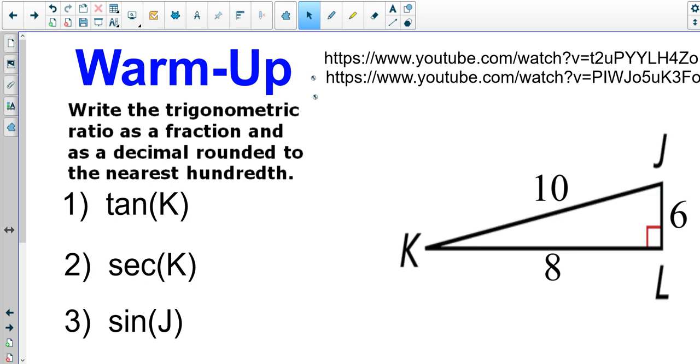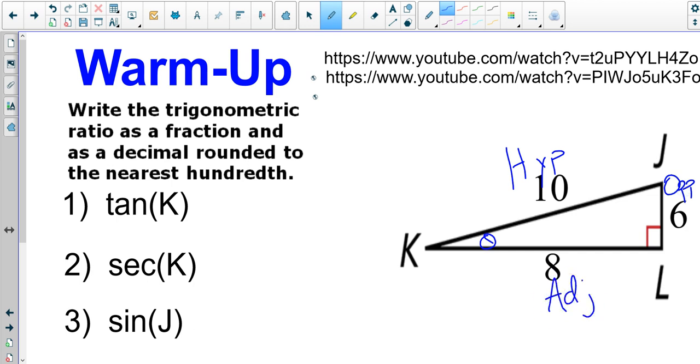Okay, welcome back. So for number 1, we should have put our theta down here at angle K. That's where we are looking at. So we always label our 3 sides. Our hypotenuse does not matter where we put our theta. Remember, we'll never have our theta at the right angle. The side that does not touch angle K is the side JL, or the 6, so that is the opposite. And then the last one is our adjacent.